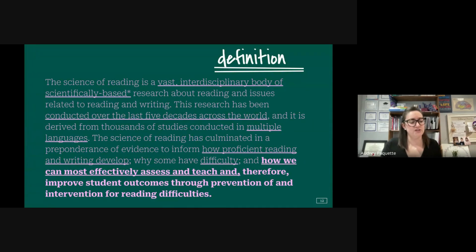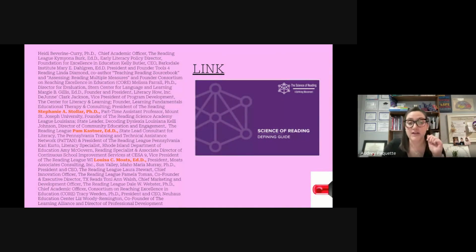All right, quick definition of the science of reading. I know that sometimes I hear people say, we're doing the science of reading, or, we're doing SOAR. It's not something you do. The science of reading is really a vast interdisciplinary body of research, and basically that last part that's highlighted mentions how we can most effectively assess and teach, and therefore improve student outcomes through prevention and intervention for reading difficulties. Okay, so I took this definition from the defining guide.